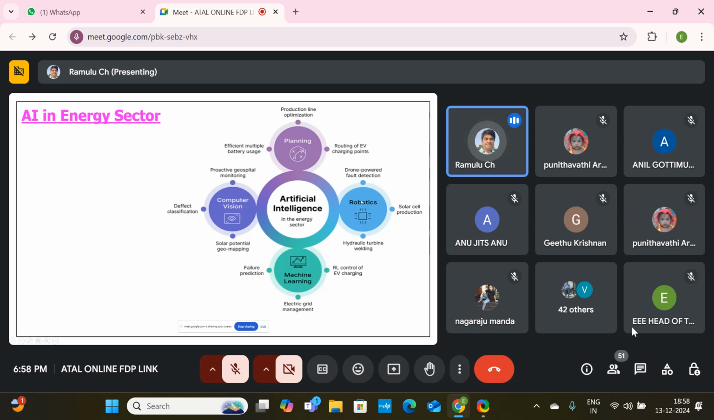So with respect to this robotics sub area, which is the energy sector, what is the role of robotics, and with respect to robotics, what is the role of AI? That is the question. So the drone powered fault detection, yes. In the energy sector, faults are common. So how can we identify the faults within a short period and overcome that problem? The drone powered fault detection is possible with the help of AI.